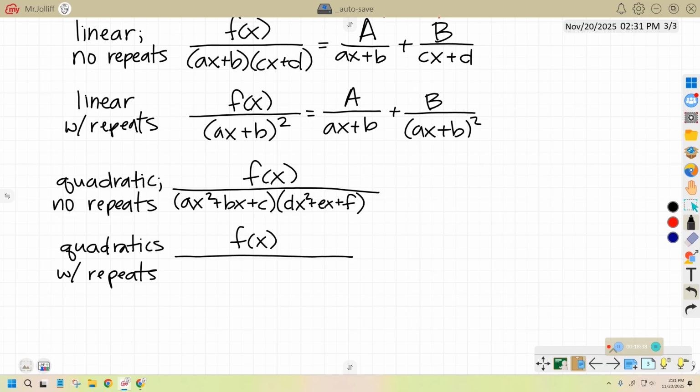How many fractions do I need? How many factors do I have? 2, yeah. Each factor in the denominator gets its own fraction. So ax squared plus bx plus c, dx squared plus ex plus f.